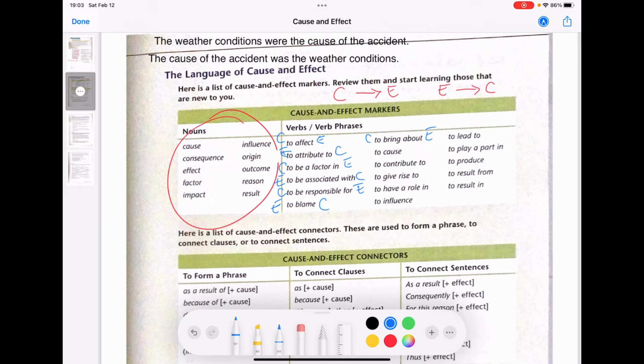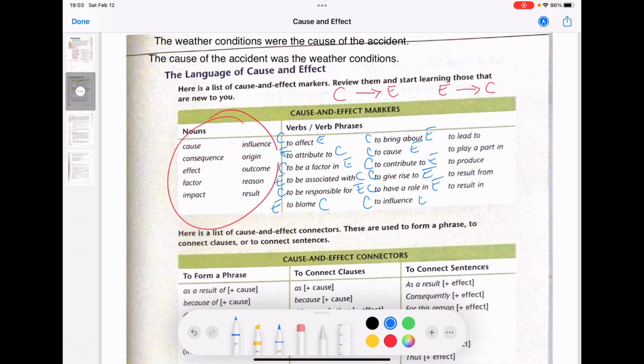Same thing with using cause as a verb. So notice the difference, right? Over here on the left-hand side, we used cause as a noun, but now we're using cause as a verb. So here it would be a cause causes an effect. Same thing with contribute to. A cause contributes to an effect. A cause can give rise to an effect. A cause can have a role in an effect.